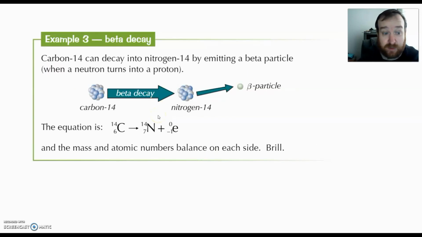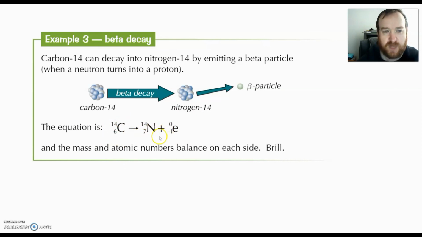And here's that example clearly. I'm going to pause my video for a second. So here's that example written out as a full equation. Carbon-14, 6 protons, decays into nitrogen, because nitrogen's the element that's got 7 protons, and it gives out this beta particle. The numbers on each side of the equation balance. So 14 plus 0 gives you 14. 6 equals 7 take away 1.